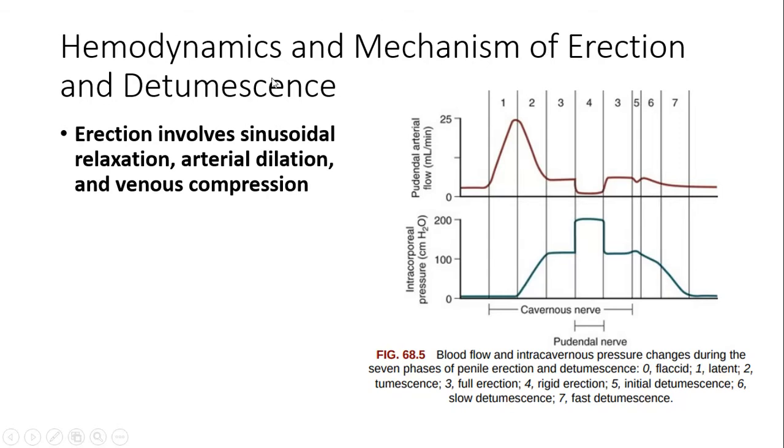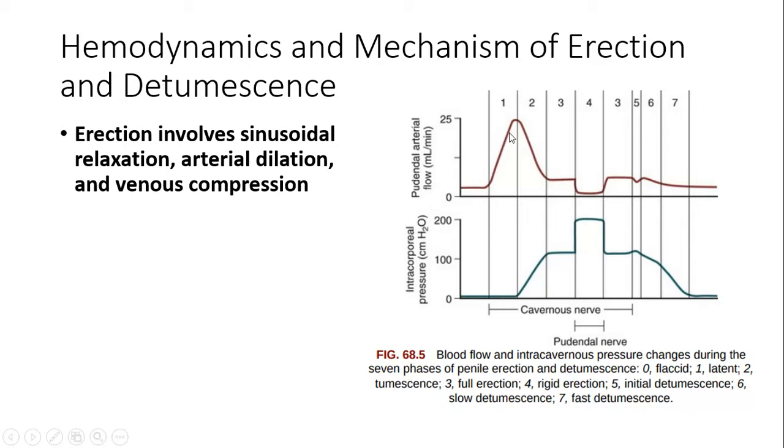Hemodynamics and mechanics of erection. So what happens during the erection? Pudendal arterial flow. You see, we divide erection into different phases. Phase zero is the flaccid phase, just rest. First is the latent phase. In the latent phase we have an increase in the arterial supply of the penis, but the pressure is still pretty low, because we don't have venous compression yet.